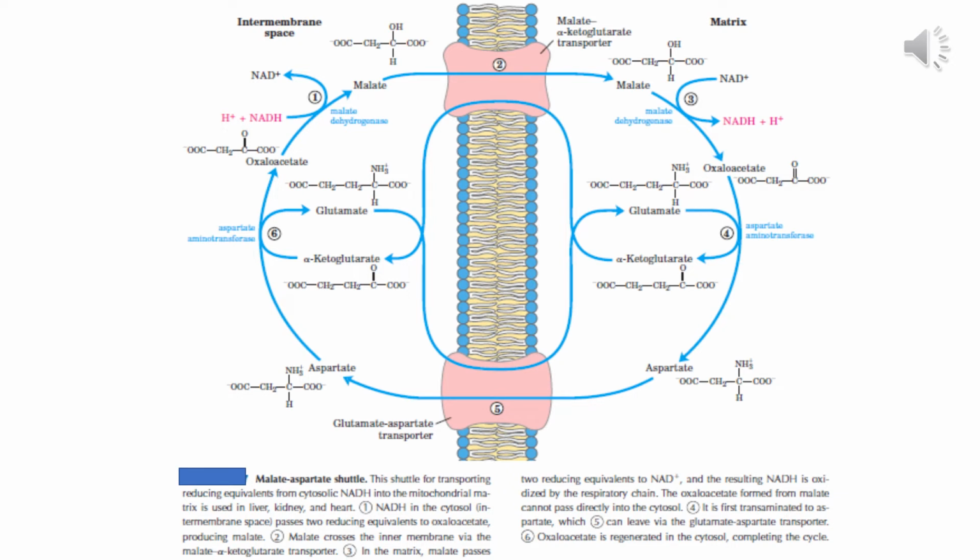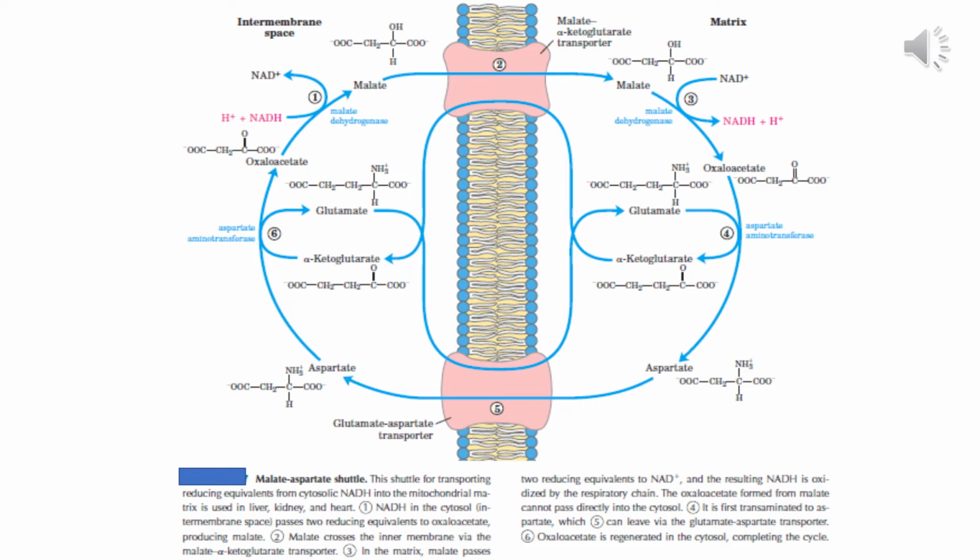NADH plus H plus is formed in the cytoplasm during glycolysis. And this NADH should be transported into the mitochondrion to take part in the electron transport chain to generate ATP. How is this taking place? In the case of liver, kidney and heart, there is the pathway called malate aspartate shuttle. In this pathway, look at step 1, oxaloacetate in the cytoplasm combines with NADH plus H plus and becomes malate. This malate in step 2 is transported across the membrane of the mitochondrion into the matrix.